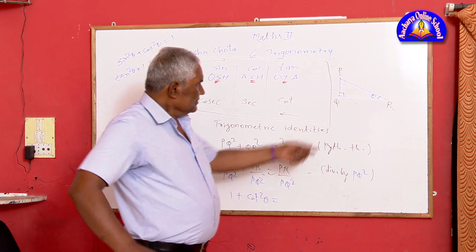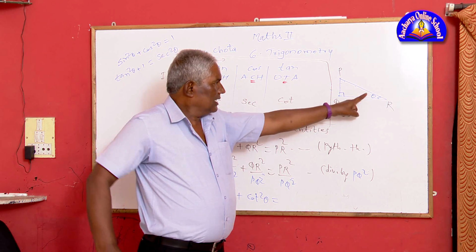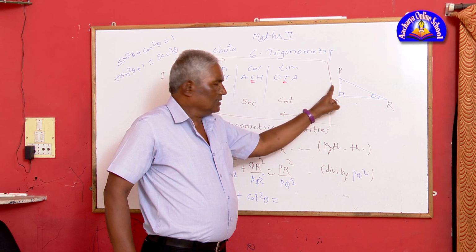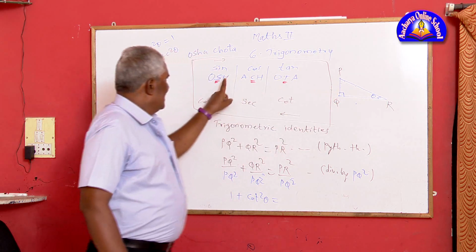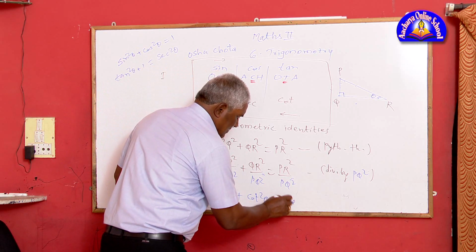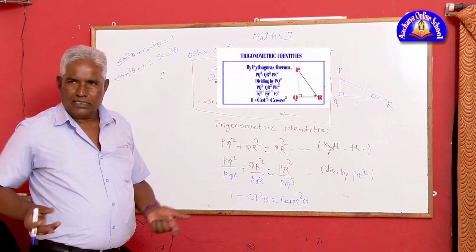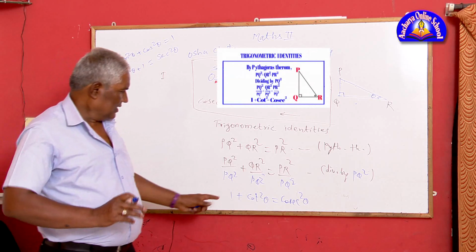Third one, PR square upon PQ square. Regarding this angle, this is hypotenuse, this is opposite side. Hypotenuse upon opposite, that is cosec square theta. This is the third identity. Again you will get two corollaries the same way.